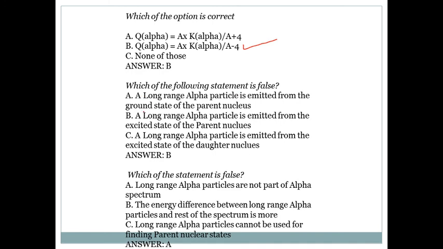Which of the following statements is false? Long range alpha particle is emitted from a ground state. This is not correct. Long range alpha particle is emitted from the excited state. Yes, the excited state energy of the parent is available. That's why it is able to travel with larger energy. Long range alpha particle is emitted from the excited state of the donor? No, it is the excited state of the parent.